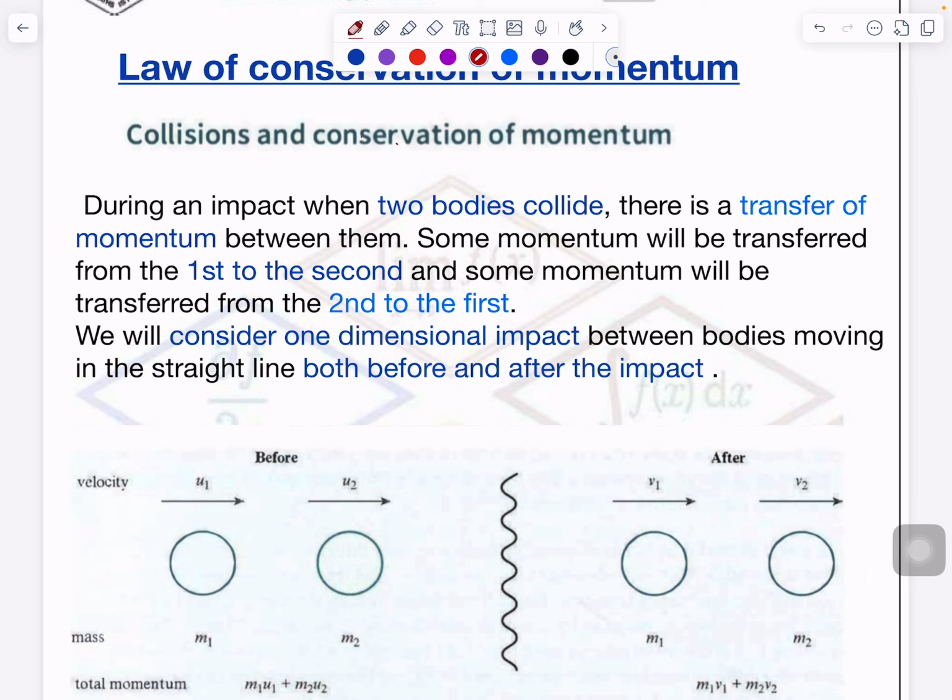There are different situations when bodies may move in the opposite direction, or one of them may stop. So anything can happen, and we will see all those cases. But right now, the important thing to understand is that when two bodies collide, there is a transfer of momentum between them. Either the momentum will move from the first body to the second body or from the second body to the first body. But the important thing here is that before and after, the momentum of the system will remain the same.